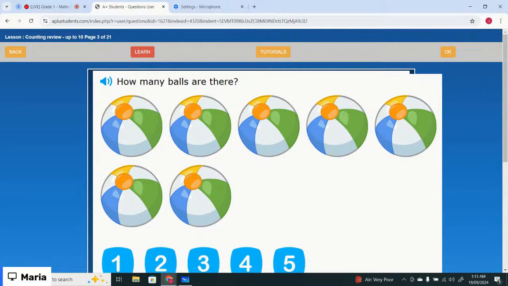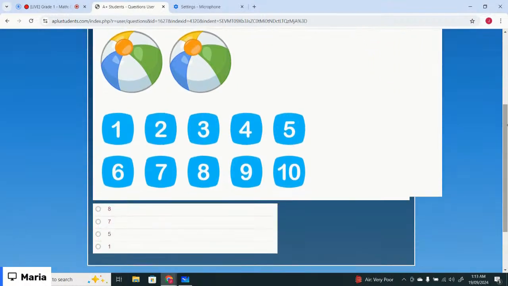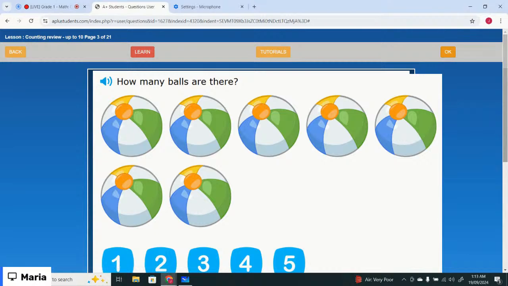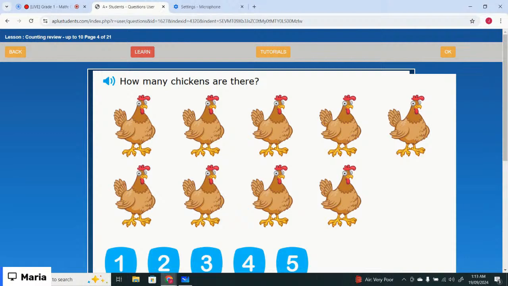How many balls are there? So let's just count the balls. 1, 2, 3, 4, 5, 6, 7. So there are 7 balls. The correct option is 7.